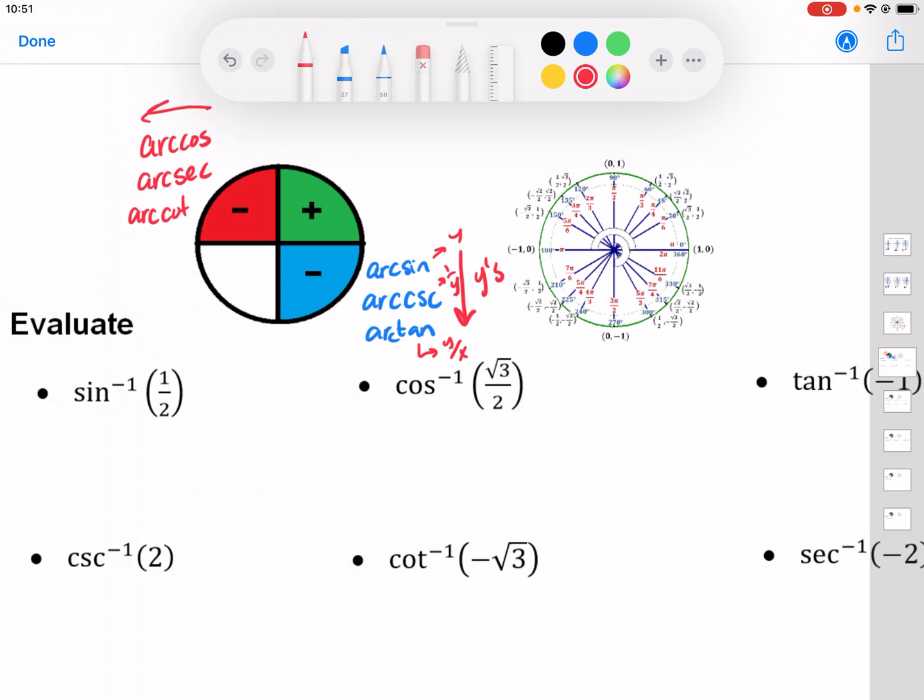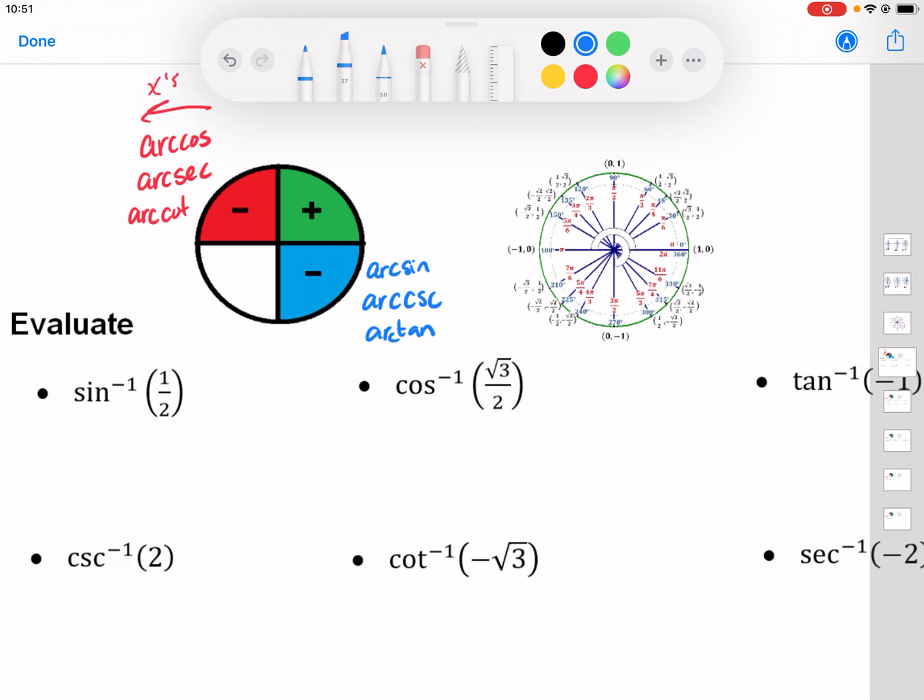While the ones that are using x's are going to be in the second quadrant. And that's because x's are negative in the second quadrant, while y's are negative in the fourth quadrant. Okay? So that might help you know which one's which.